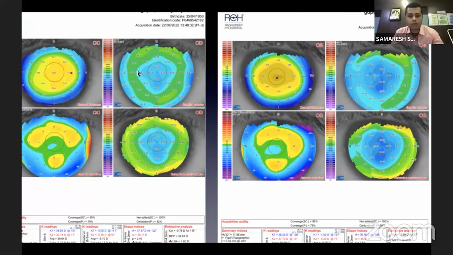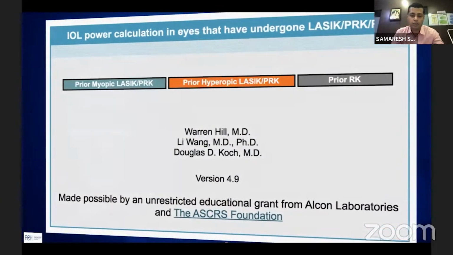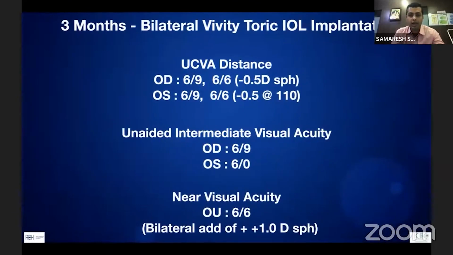So this is how a cornea looks. It's pulled out on 4 sides, but if you can make out the central cornea is still doing well, we use the online formula calculation, and this is where we landed. We did a bilateral Vivity toric implantation for this patient, and we landed with a 6/9 unaided and with a 0.5 learning into 6/6. Patient again needs an add of 1 diopter.